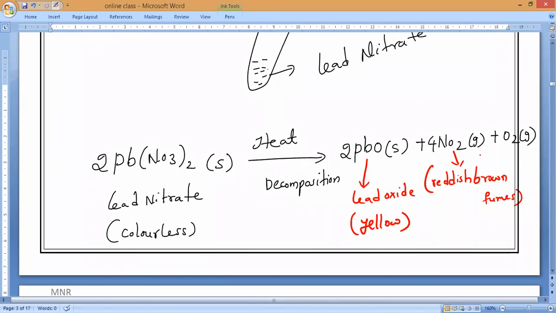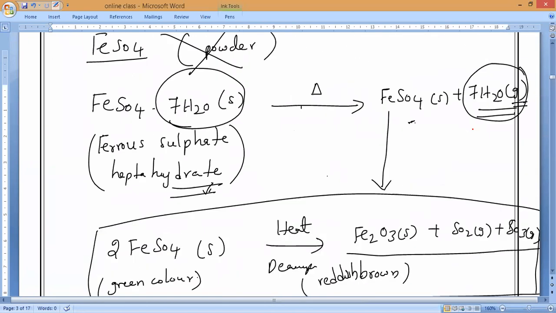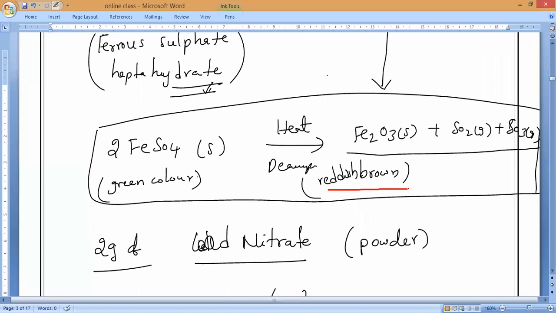What is the state of this? Gaseous. For example, if it is brown color, reddish brown, but solid state, what is that? Just today we studied ferric oxide. Remember, ferric oxide is reddish brown, or brown color, but what is the state? Solid state. Correct or not? So that is what everybody should remember.